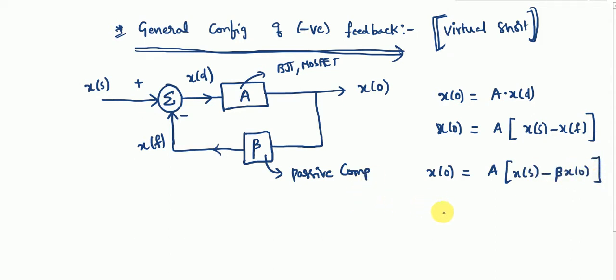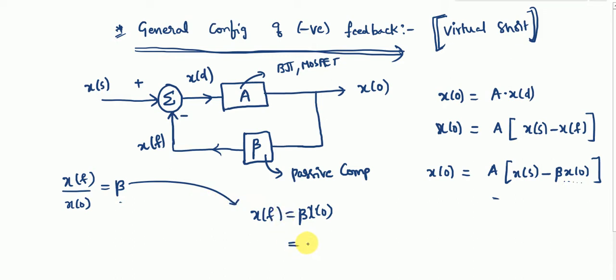So now you put this aside for a while. Beta is nothing but X of F by X of 0. From this you can write X of F equal to beta times X of naught. So X of F by X of naught is nothing but beta. Now clearly X of F equals beta times X of naught. From this I am writing X of naught equal to gain times X of S minus A beta times X of naught.